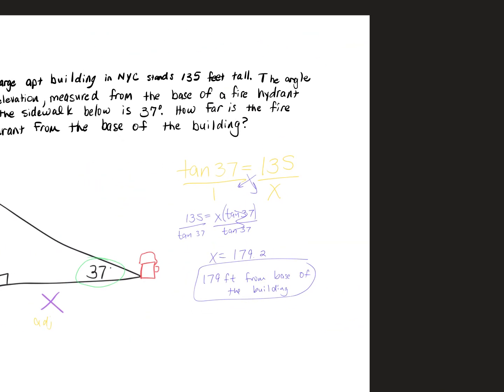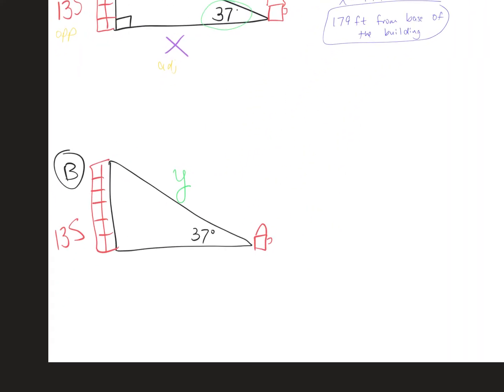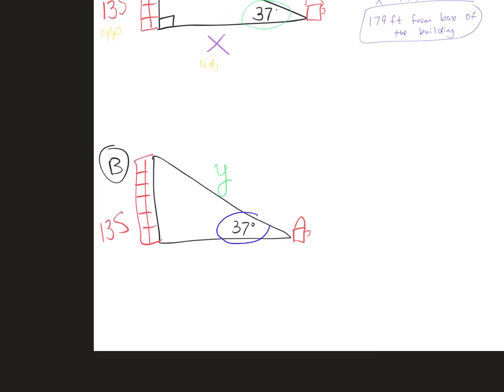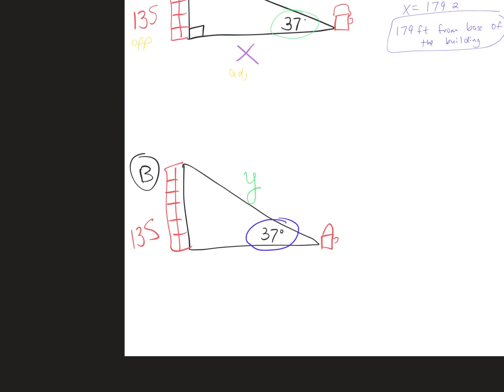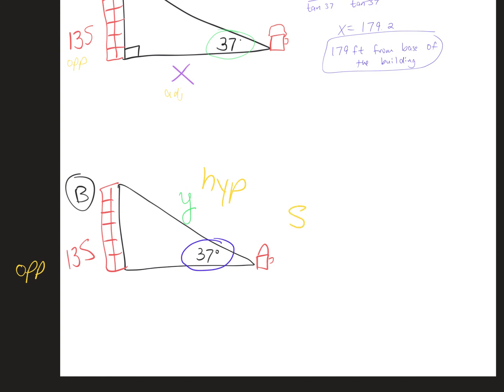All right, so now let's do the second problem that I changed to. I said, well, how long would the ladder have to be? Well, in this case, I don't care how far the fire hydrant is from the base of the building. I don't know how long that ladder would have to be. So in that case, this is still my theta. But what is 135 and what is y? 135 is my opposite. And what is y? Your hypotenuse. So guys, this trig function is different. In reference to 37, what trig function would I use? I would use sine. I would say sine of 37 equals my opposite, which is 135, over my hypotenuse.